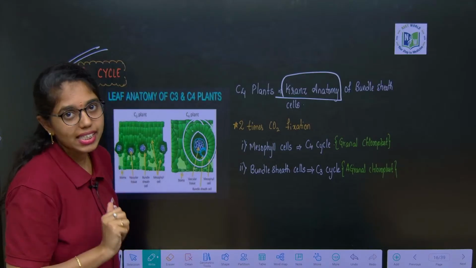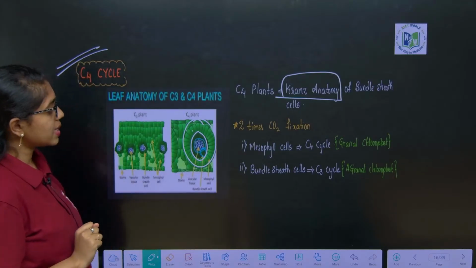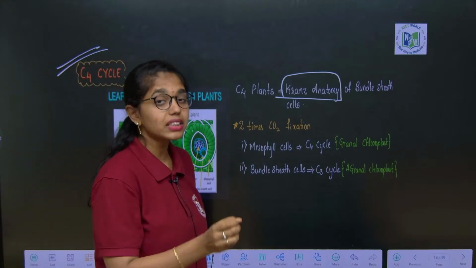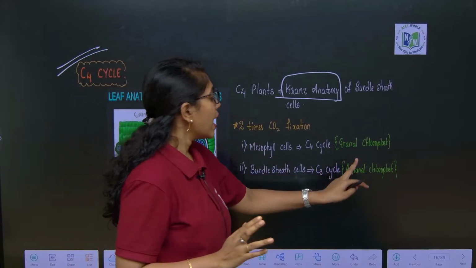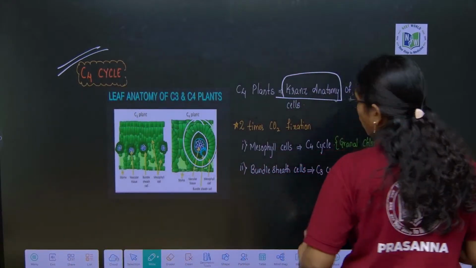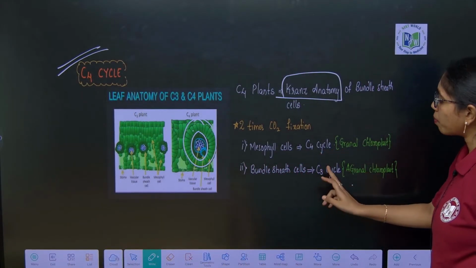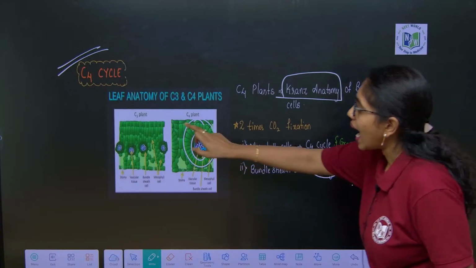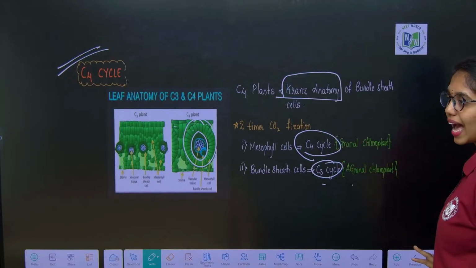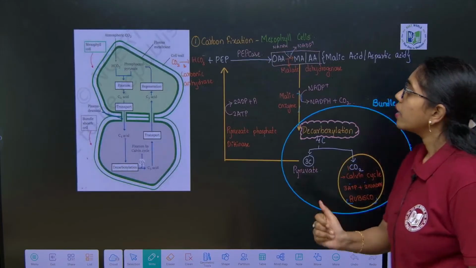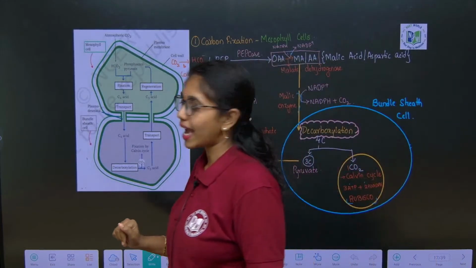Bundle sheath cells. These bundle sheath cells have chloroplasts, but there is no grana in the chloroplast. That is why you call it agranal chloroplast. Okay. In this agranal chloroplast, the C3 cycle takes place, and in the mesophyll cells, the C4 cycle takes place. Mesophyll cells have granal chloroplasts. Now let us see how the process is activated.